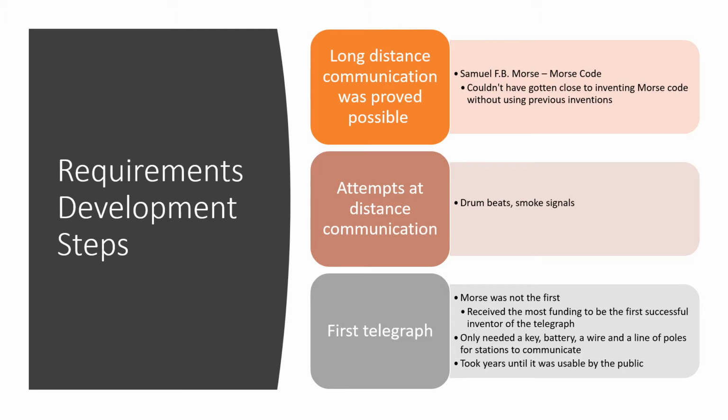To invent the code, he took the inventions from other inventors and figured out how to put them together and create something bigger and better. Without the previous inventions, the process to improve distance communication would have been much longer, and the first telegraph only needed a key, battery, wire, and poles for stations to communicate. Morse was in a race with other inventors to see who would be successful with the telegraph first. He received the most attention during the process and was able to receive funding to fully complete his invention. Even after the invention, it took years until the public could utilize the distance communication method, and the process could be long and tiring for any inventor.